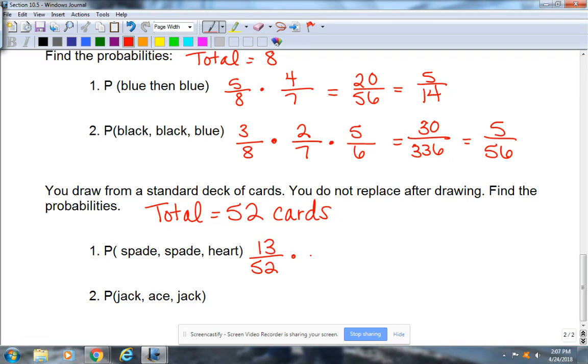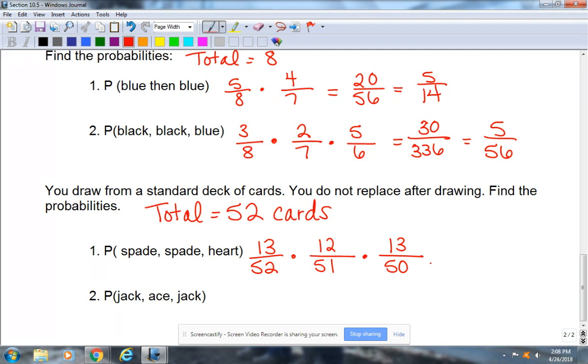So the first one I draw is a spade. How many total cards are left? 51. We go down by 1 with the total every time if we do not replace them. How many of them are spades? 12, because I've already used 1 spade, so I'm going for another spade. Then what happens to my total? It goes down to 50. And then I want to draw a heart. Well, how many hearts are still in the stack? All 13 of them. And then we multiply those together. Is everybody okay with that?